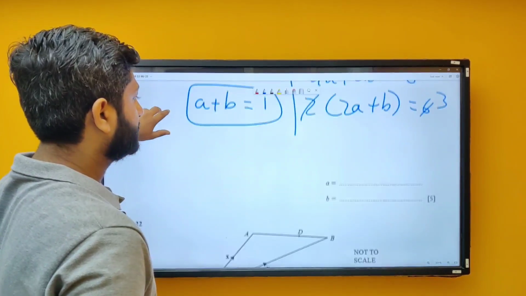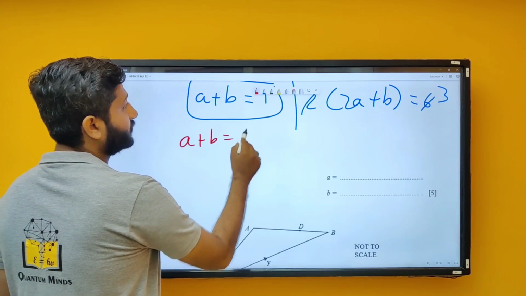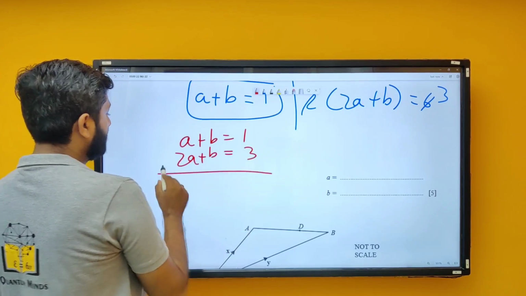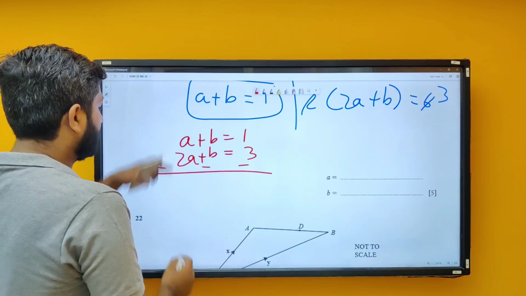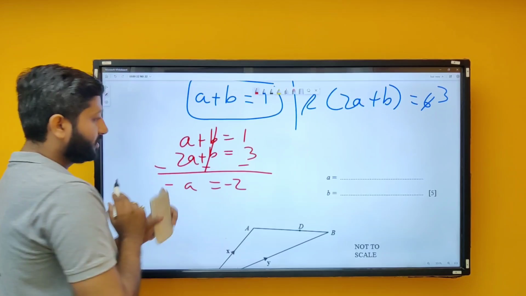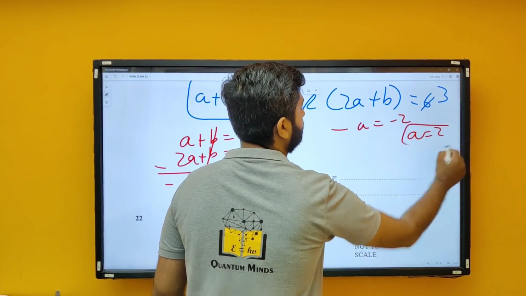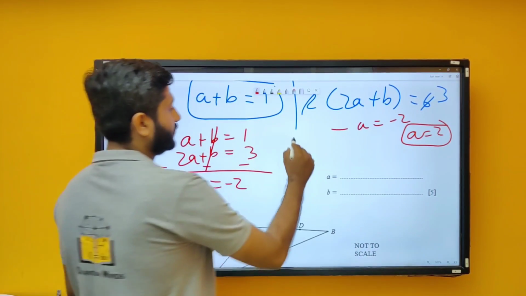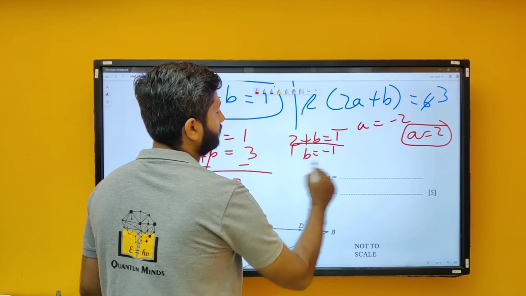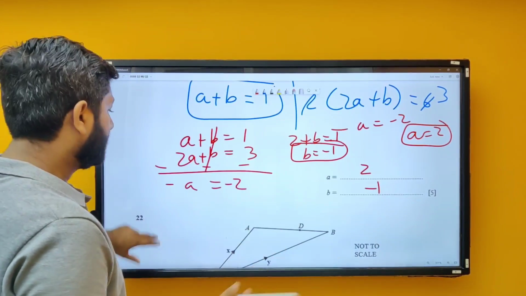Now I have these two equations. Let me solve it. So a plus b equals 1 and 2a plus b equals 3. Let me subtract those equations. So I have a minus 2a, which is minus a, b minus b is 0, 1 minus 3 is minus 2. If I have minus a equals minus 2, so from here I can say a is 2, and a plus b is 1. So 2 plus b is 1, therefore b is 1 minus 2, minus 1. So 2 and minus 1. These are my values of a and b.